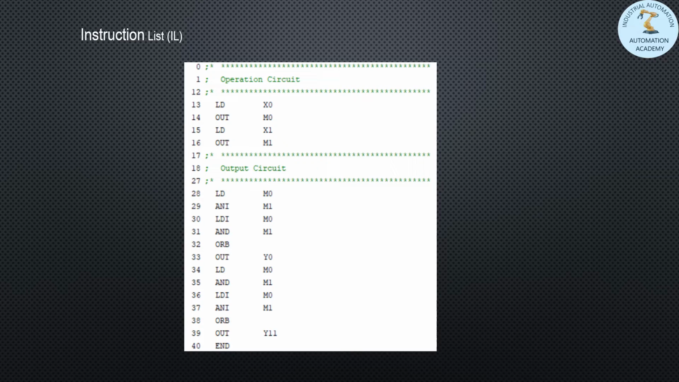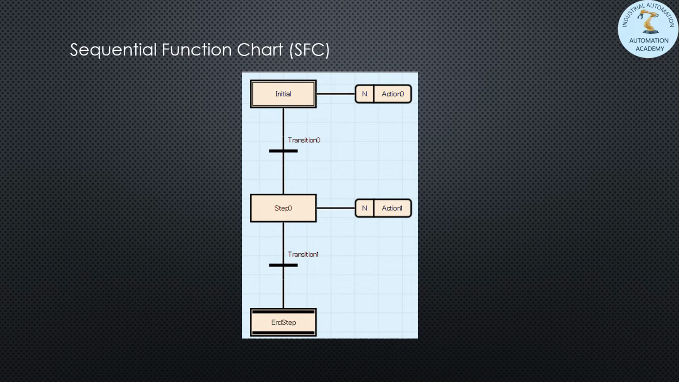Next is instruction list, IL. This programming language consists of many lines of code, with a single instruction per line. Instruction list is very straightforward to read, because each line is executed sequentially. Once you learn the mnemonic codes, instruction list is a great language to create compact and time-critical code as required by your application. Lastly is sequential function chart, SFC.